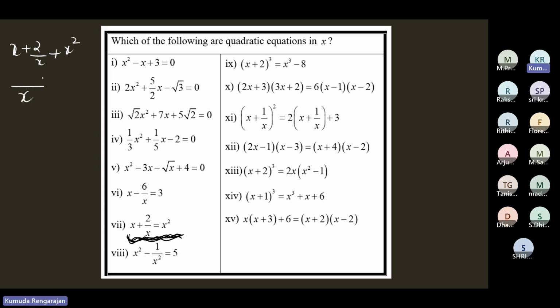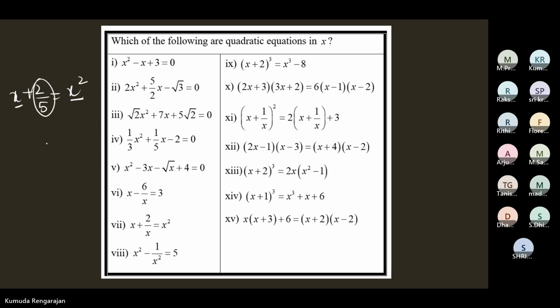You should simplify. I told you, children, you should not judge as it is. There is x in the denominator. It's not a number. Supposing it was x plus 2 by 5 is equal to x squared, then you can say it is quadratic. You don't have to simplify this, because this is a constant, 2 by 5. This is not going to disturb x or x squared.